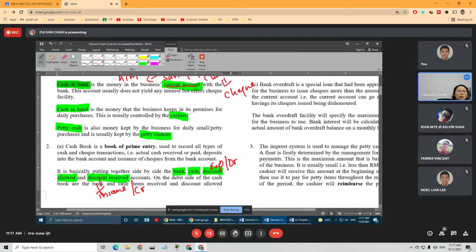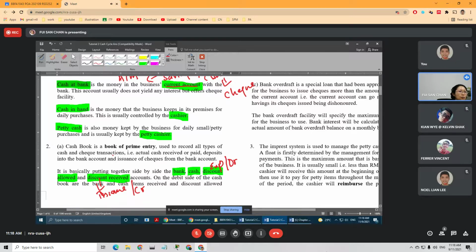So when we prepare this cash book, we have three columns, and we call it a three column cash book. Discount allowed is on the debit side, discount received on the credit side, and on both sides we have cash and bank. That is what we call a three column cash book. I use it to record all types of cash and check transactions, actual cash received. So you see, the cash book is super easy.